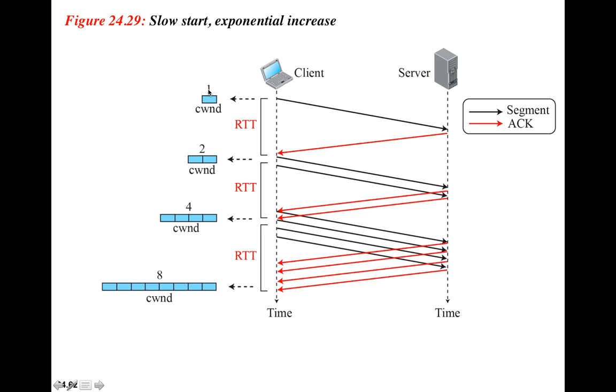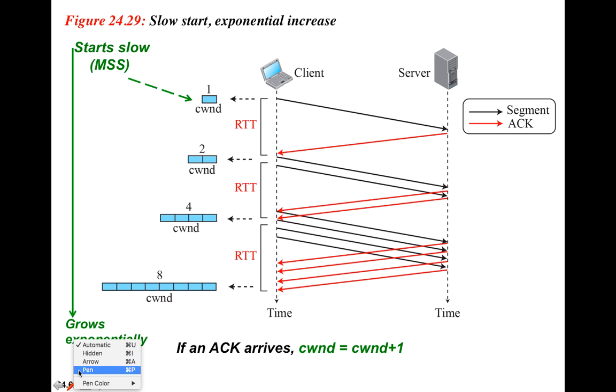At the client side, when we begin the transmission, we send 1 packet and we wait for the acknowledgement. If we receive the acknowledgement successfully, we now increase the congestion window to 2 packets and we wait for the acknowledgements. Successful, we increase it to 4. So this is 1, 2, 4, 8, 16, 32, 64, until we reach the threshold.